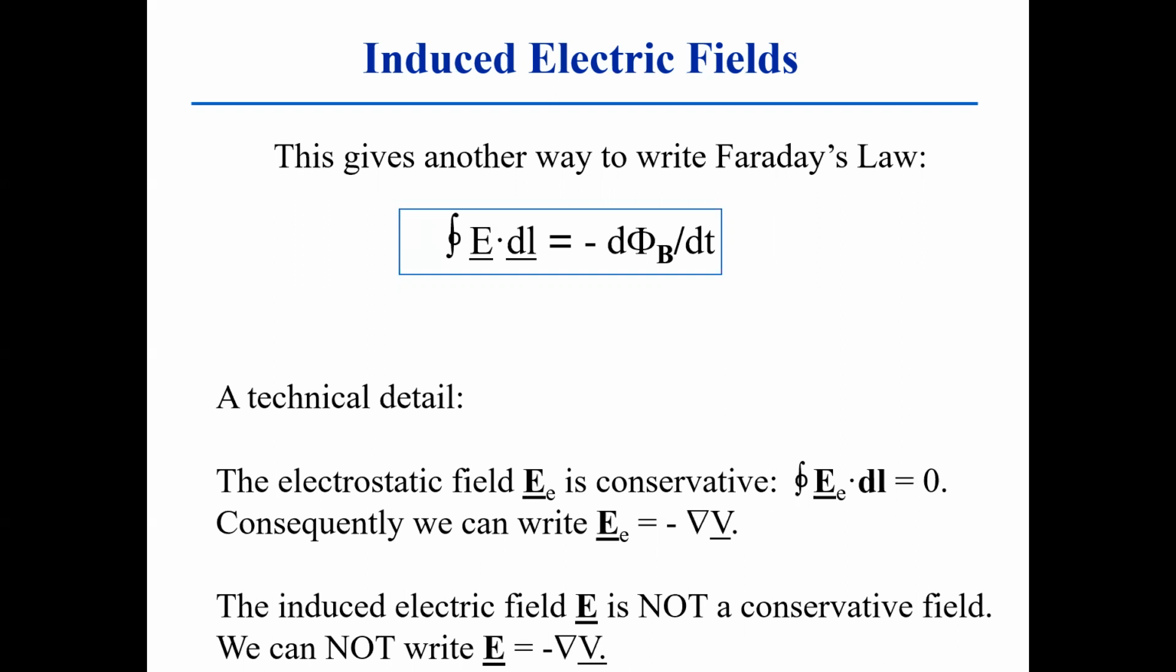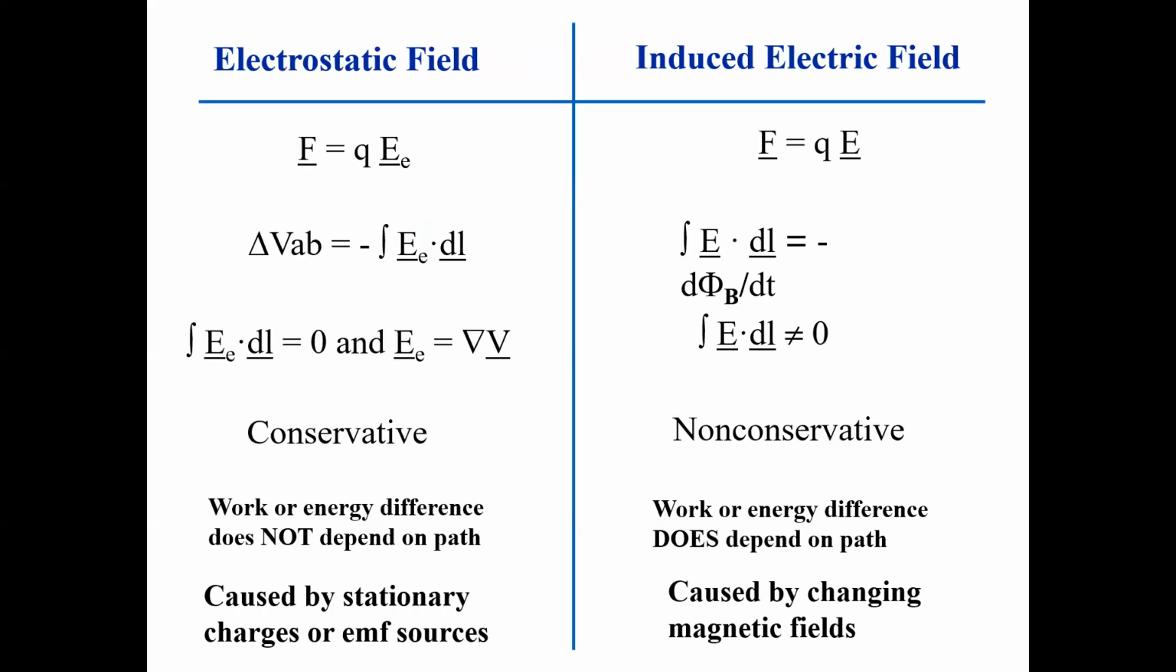The electrostatic field E is conservative, so clearly this integral will be zero in a closed loop. Consequently, we can write it as the gradient of V. The induced electric field E is not conservative, so this is definitely different, and we cannot write it in terms of a scalar voltage. So you can already see the electrostatic field and the induced electric field are not exactly the same thing.